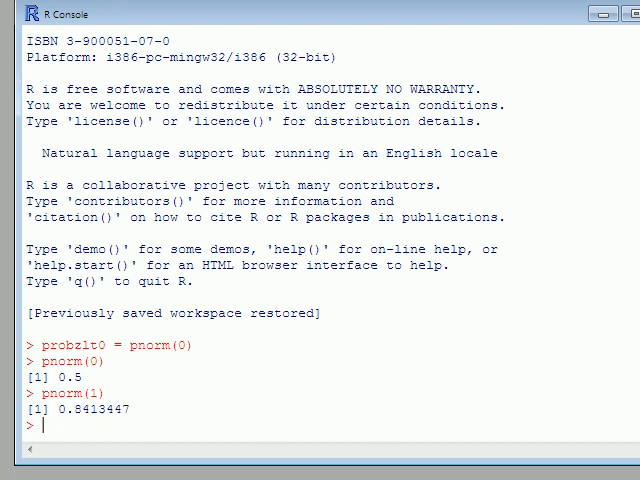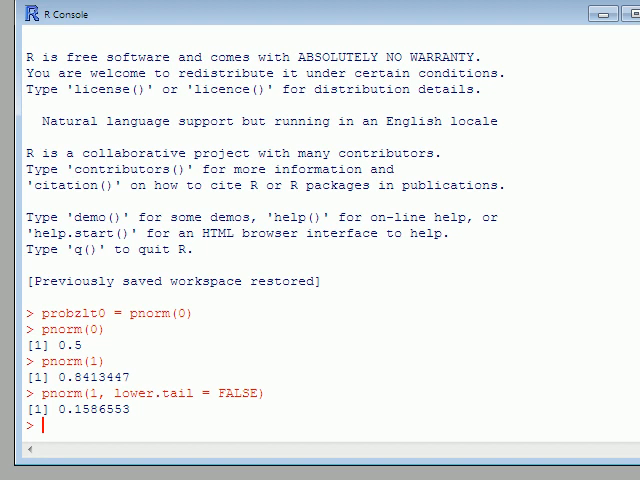Okay, there's your answer right there. All right, what it's done is all the work that you had to do in the tables, it does for you automatically, and what it's giving you is either less than or greater than. The default is less than. If I want to find the probability that Z is greater than 1, then I just say lower tail equals false. Lower tail equals true is the default, and so now I get the other values.